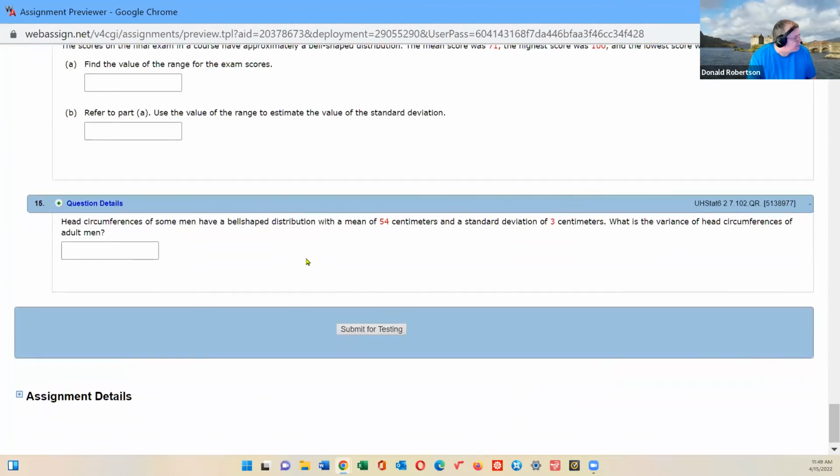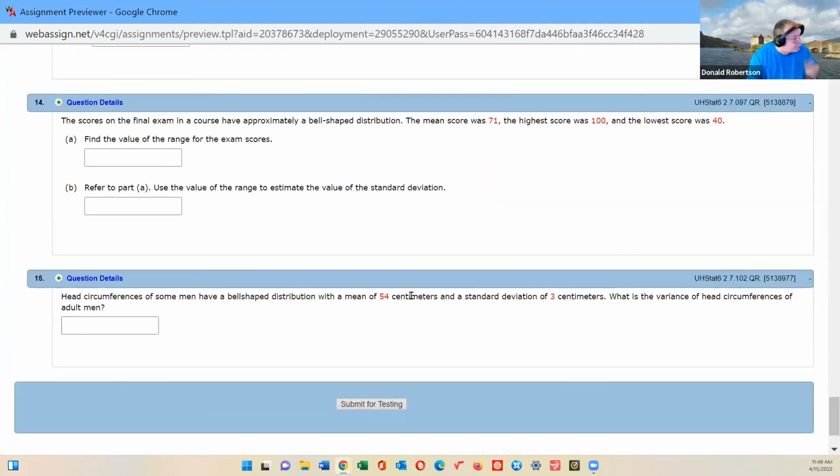Right. Let's talk about a couple of puzzle questions. The scores in a final exam happened to be bell-shaped. The mean was 71, and the highest score was 100, and the lowest score was 40. Find the value for the range. Don't you just take biggest away from smallest and you got 60, right? 100, take away 40.